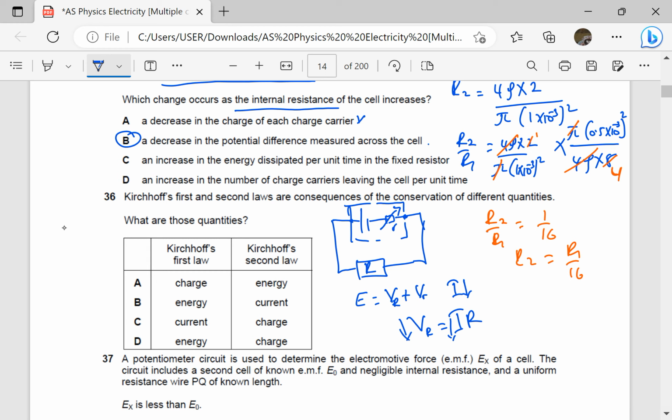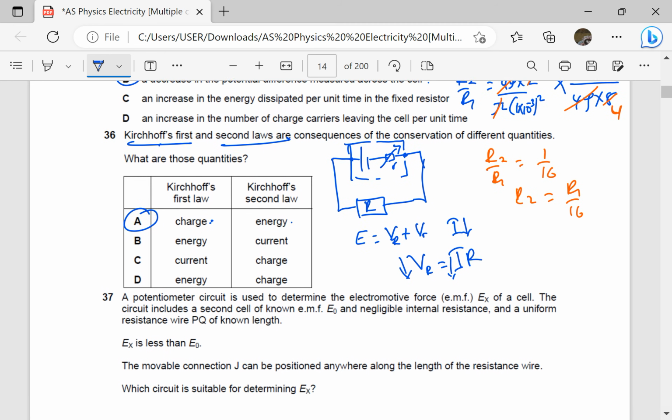Kirchhoff's first and second laws are consequences of the conservation of different quantities. We know the first law is charge, the second law is energy. So the first law is charge, the second law is energy, so the answer is precisely A.